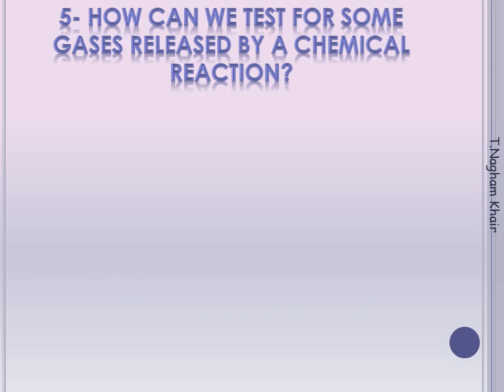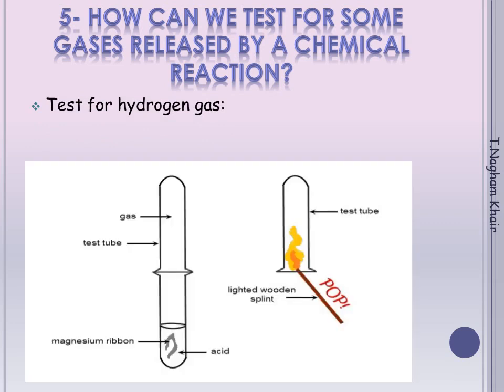How can we test for some gases released by a chemical reaction? We said that one of the evidences or signs of a chemical reaction is the gas release. How can I know which gas is being released? Let's see. First, if the gas is hydrogen, how can I know that this gas is hydrogen? Simply, we can approach a glowing wooden splint. If it gives a pop sound, then this gas is hydrogen gas.